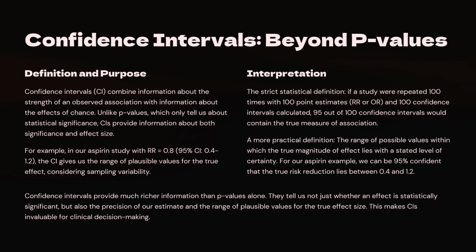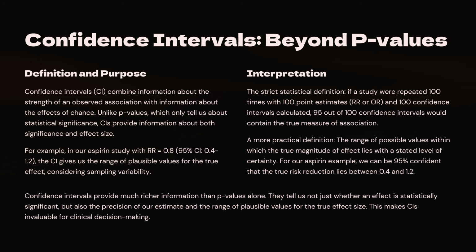In our aspirin study, the relative risk was 0.8 with a 95% confidence interval. That 95% should ring a bell because it matches up with the 0.05 or 5% alpha rate, right? So the 95% confidence interval there was 0.4 to 1.2. The confidence interval gives us the range of plausible values for the true effect, and it helps to consider sampling variability. Okay, so if you were to interpret this, you could do it in one of two ways.